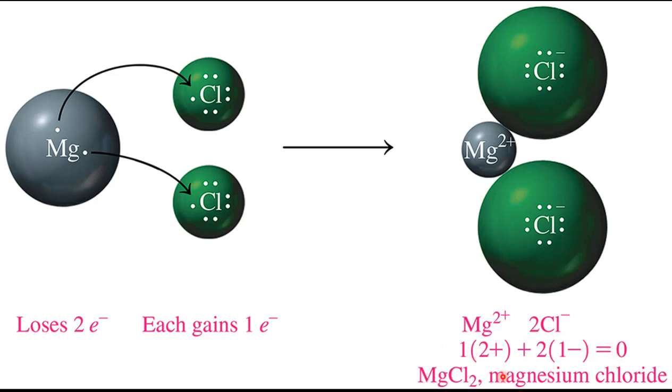So our molecular formula then for magnesium chloride will be MgCl2. The subscript down here is going to tell us that we have 2 chloride atoms or ions in our ionic compound.